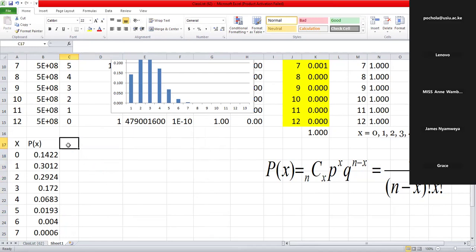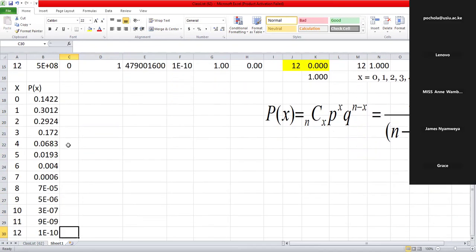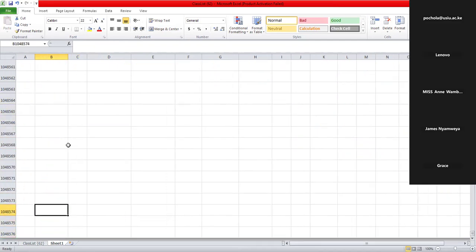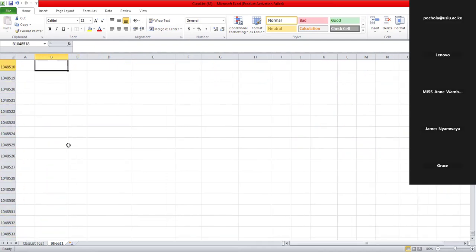What is the average number of successful surgeries? Last time what we did was to multiply X times P of X. We did X times P of X, then we summed them. We got the mean.